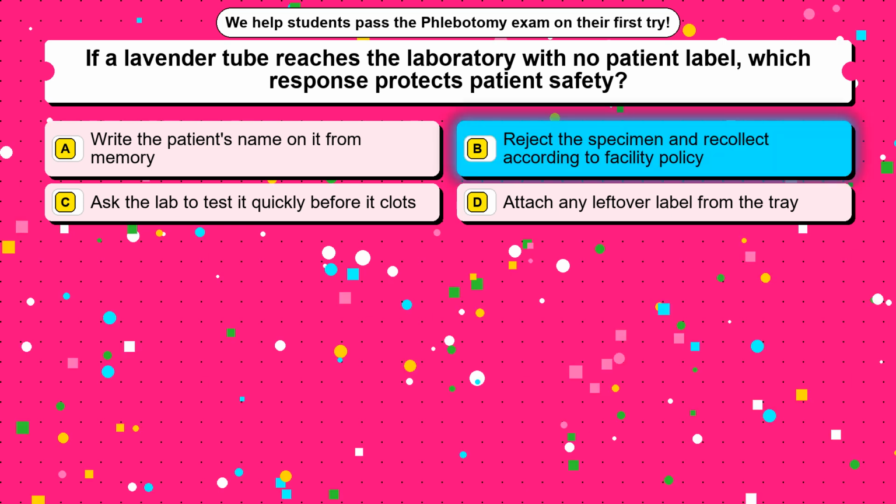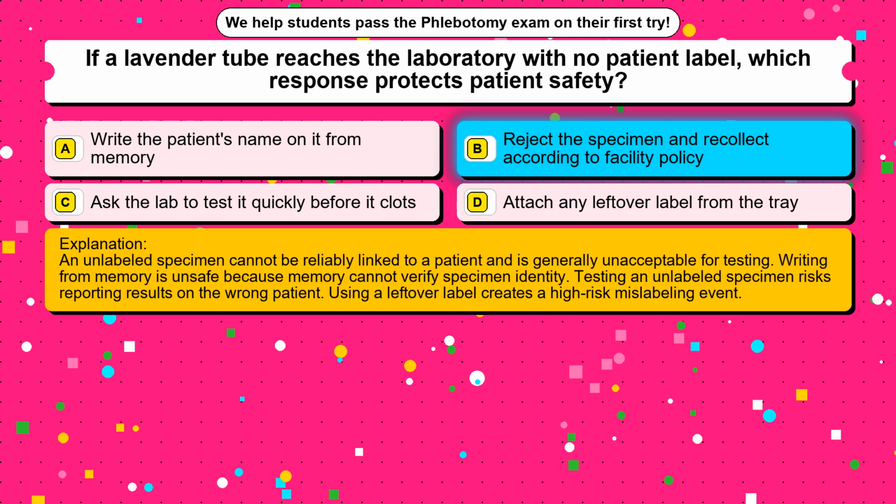The correct answer is option B. Reject the specimen and recollect according to facility policy. An unlabeled specimen cannot be reliably linked to a patient and is generally unacceptable for testing. Writing from memory is unsafe because memory cannot verify specimen identity. Testing an unlabeled specimen risks reporting results on the wrong patient. Using a leftover label creates a high-risk mislabeling event.